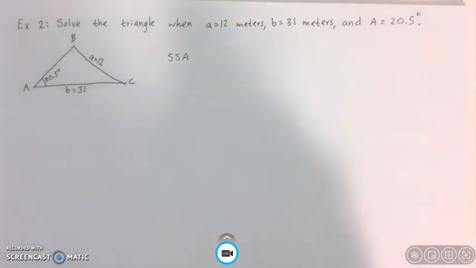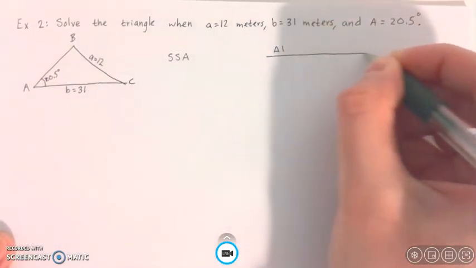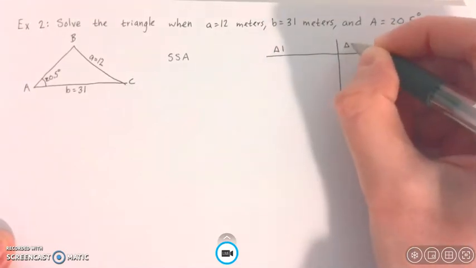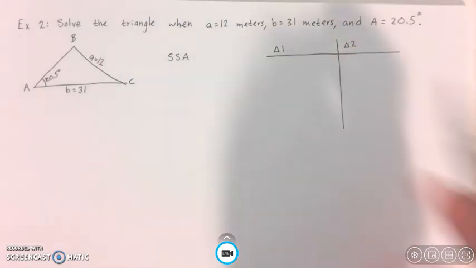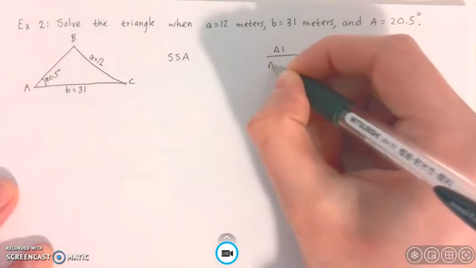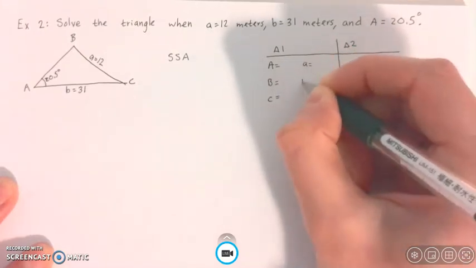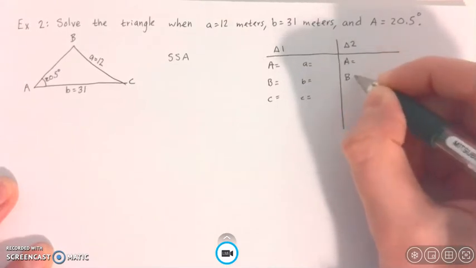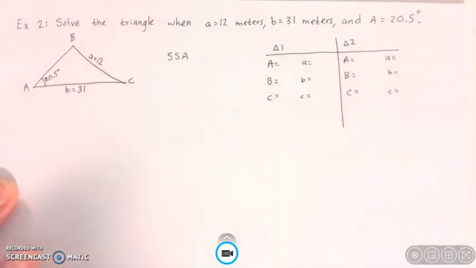All right, so let's go ahead and make a chart. Because I know that this is an SSA triangle, I'm going to prepare myself for the possibility of two triangles. Now, I just told you that there are going to be two triangles, but normally you wouldn't know in the very beginning. So you can set yourself up just in case. I'm going to write down my A, B, and C, and then my little a, b, and c for the sides. And in case there is a second triangle, hint, hint, there is, I'm going to write down A, B, and C again for that second triangle.